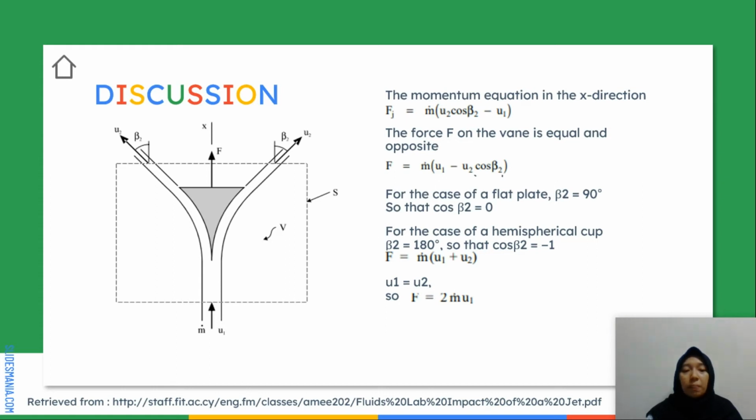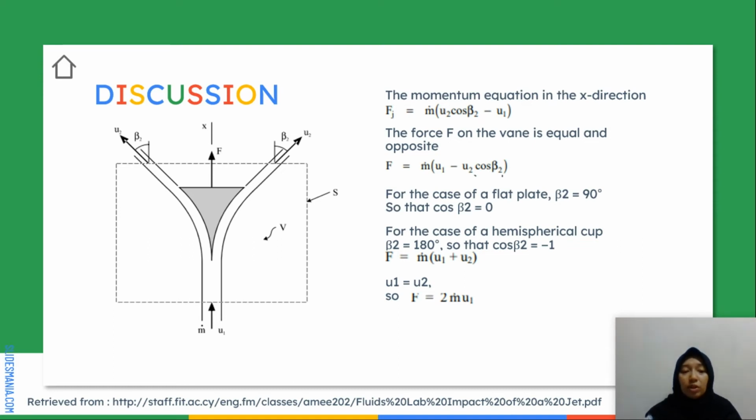For discussion, if we represent J for x direction, the momentum equation in the x direction will be Fj equals m dot times u2 cos beta 2 minus u1. The equation of force F on the vane is equal and opposite as shown in the slide. For the case of a flat plate, beta 2 is equal to 90 degrees, so cos beta 2 is equal to 0. For the case of hemispherical cup, beta 2 is equal to 180 degrees, so cos beta 2 is equal to negative 1.